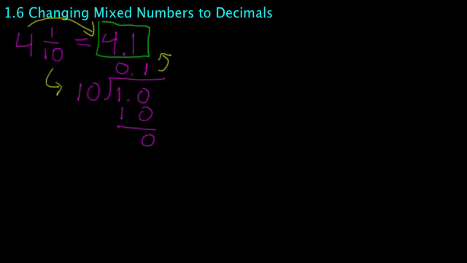Let's look at another example. In this example, I want to find out what is the decimal equivalent of the mixed number 16 2/3. Well, again, I'm going to take the 16 and I'm going to use that as is. That's the easy part. And now I need to find out, how do I express 2/3 as a decimal?